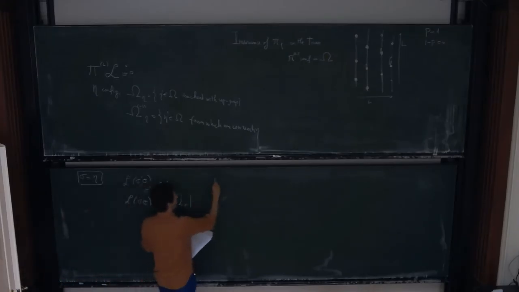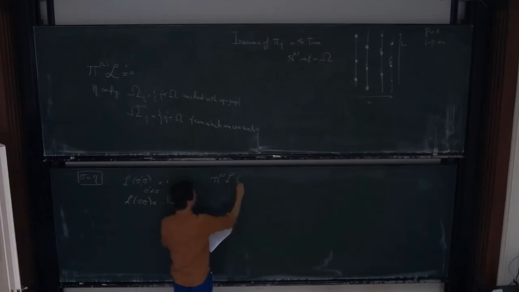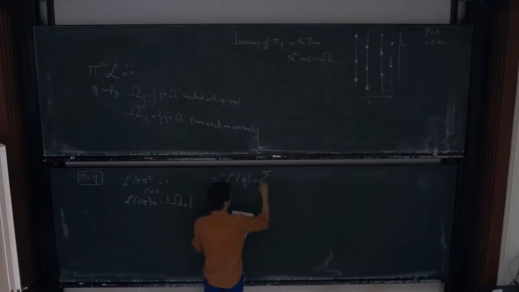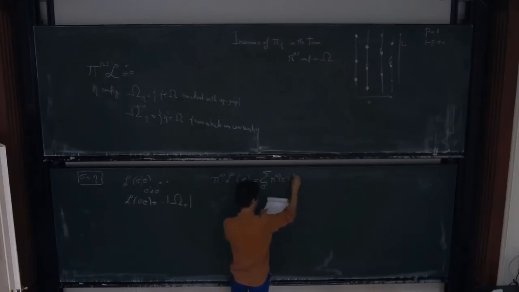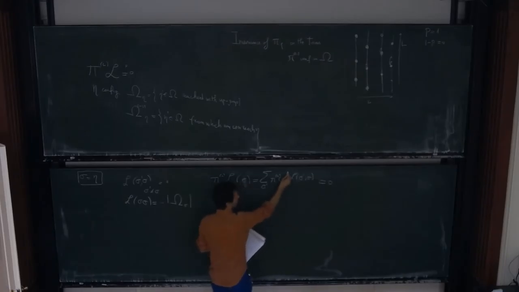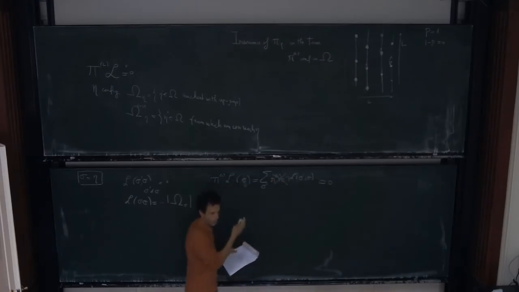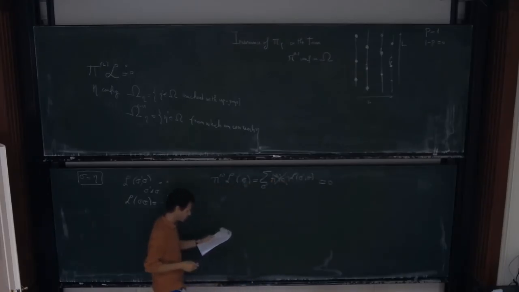Well, pi L computed at some eta, well, let's say sigma, because in my notes I have sigma. Of course, it's simply the sum over sigma prime of pi of sigma prime, L sigma prime sigma. Now we have the uniform measure, so we just want to check whether this is zero or not. Of course, this is constant, so you can drop it. It's just one over the number of configurations.